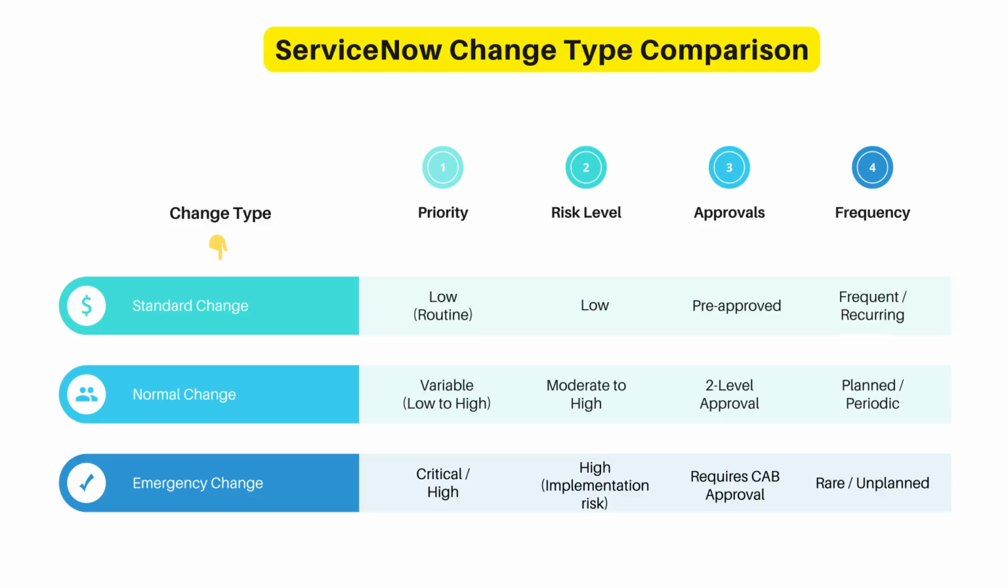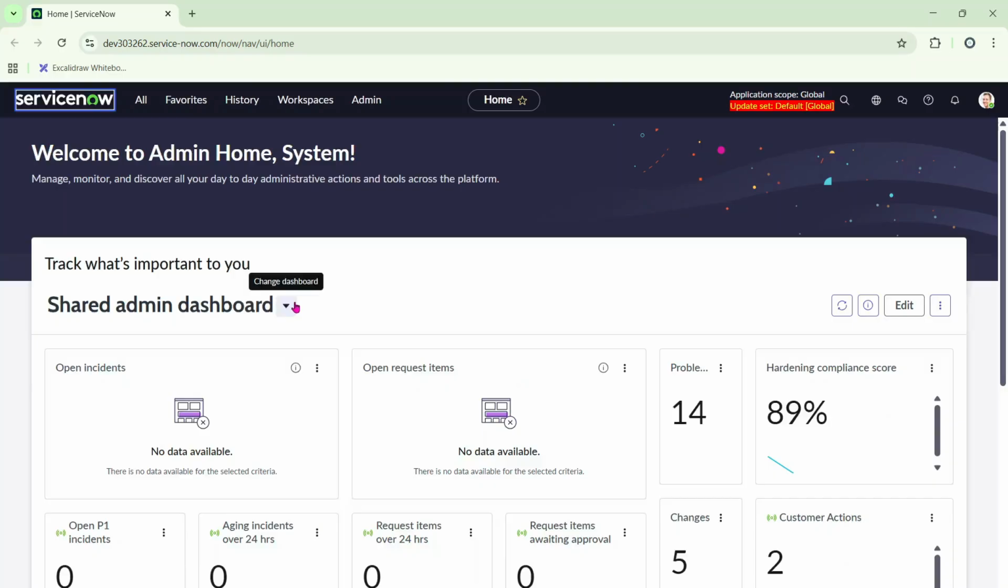It follows a standard change calendar. In emergency, priority is critical and so there will be only one level of approval. The first level of approval will be skipped. There is no assignment group approval. Directly the CAB team will approve this. And in standard, it follows the standard template. So let's create the change.